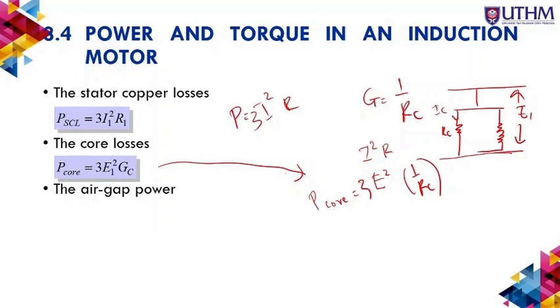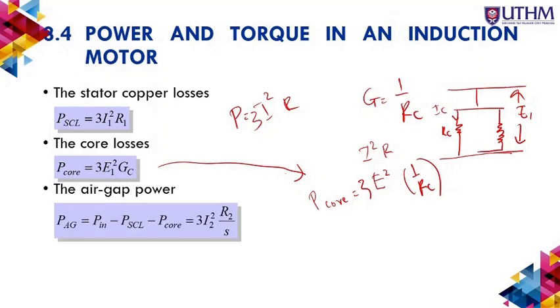Okay, and the air gap power dia punya ni semua losses dia lah. So air gap power adalah P in minus yang atas ni and then minus the core losses. Okay, so P in ni biasanya dia akan berilah nilai dia. So dia bukan ada satu equation yang khusus lah. So you bila gabungkan ke semua ni, you akan dapat balik lah ni.